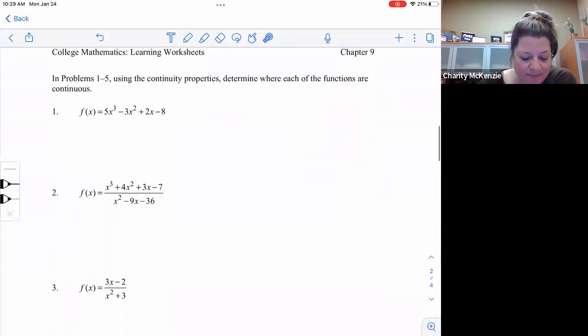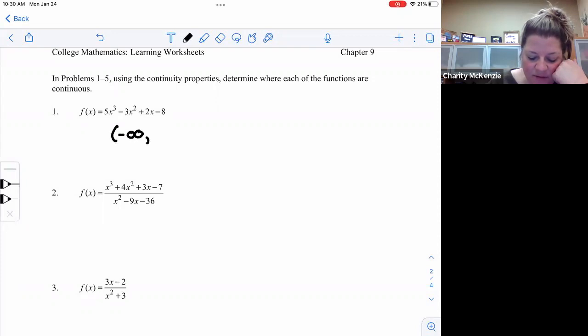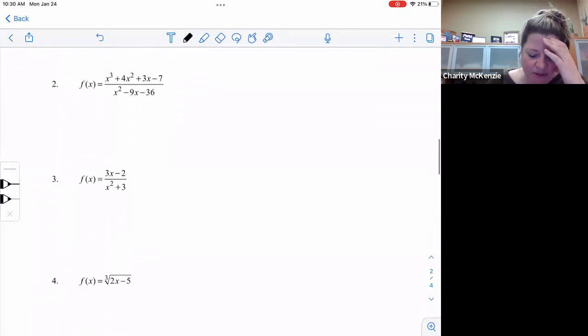So let's look at this first one. In problems 1 through 5, using the properties of continuous functions, determine where each of the functions is continuous. Okay, so look at this. It's x to the third, x squared, x. This is a polynomial. Where is this continuous? Everywhere. It's always continuous according to our rules. So it's continuous from negative infinity to infinity, or everywhere. Look at problem 2.